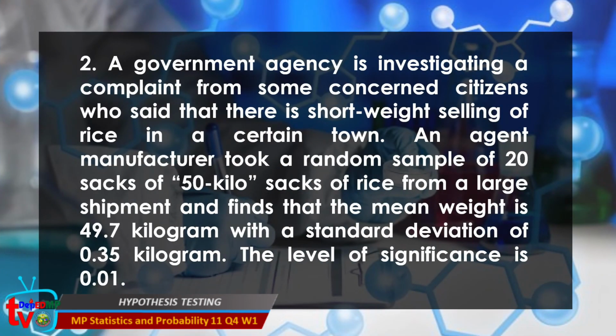Number 2. A government agency is investigating a complaint from one concerned citizen who said that there is a short weight selling of rice in a certain town. An agent took a random sample of 20 sacks of 50 kilo sacks of rice from a large shipment and finds that the mean weight is 49.7 kg with a standard deviation of 0.35 kg. The level of significance is 0.01.